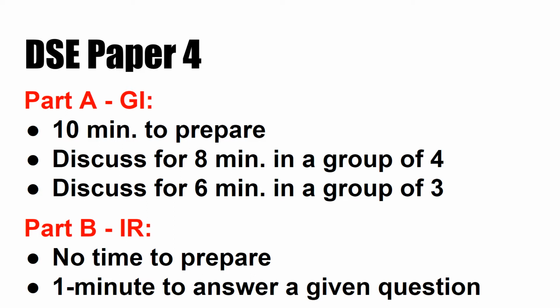So that's Part A. For Part B, you have to do an individual response, or IR for short. This part follows Part A immediately. When you finish your group discussion, the examiner or the teacher will then ask you a question, which you have to answer. Now you will have no time to prepare. In Part A, for the GI, you have 10 minutes. But in this part, the IR, you will have no time to prepare. That makes it a lot more difficult. But you only have to answer a question, and you have to do that in 1 minute.